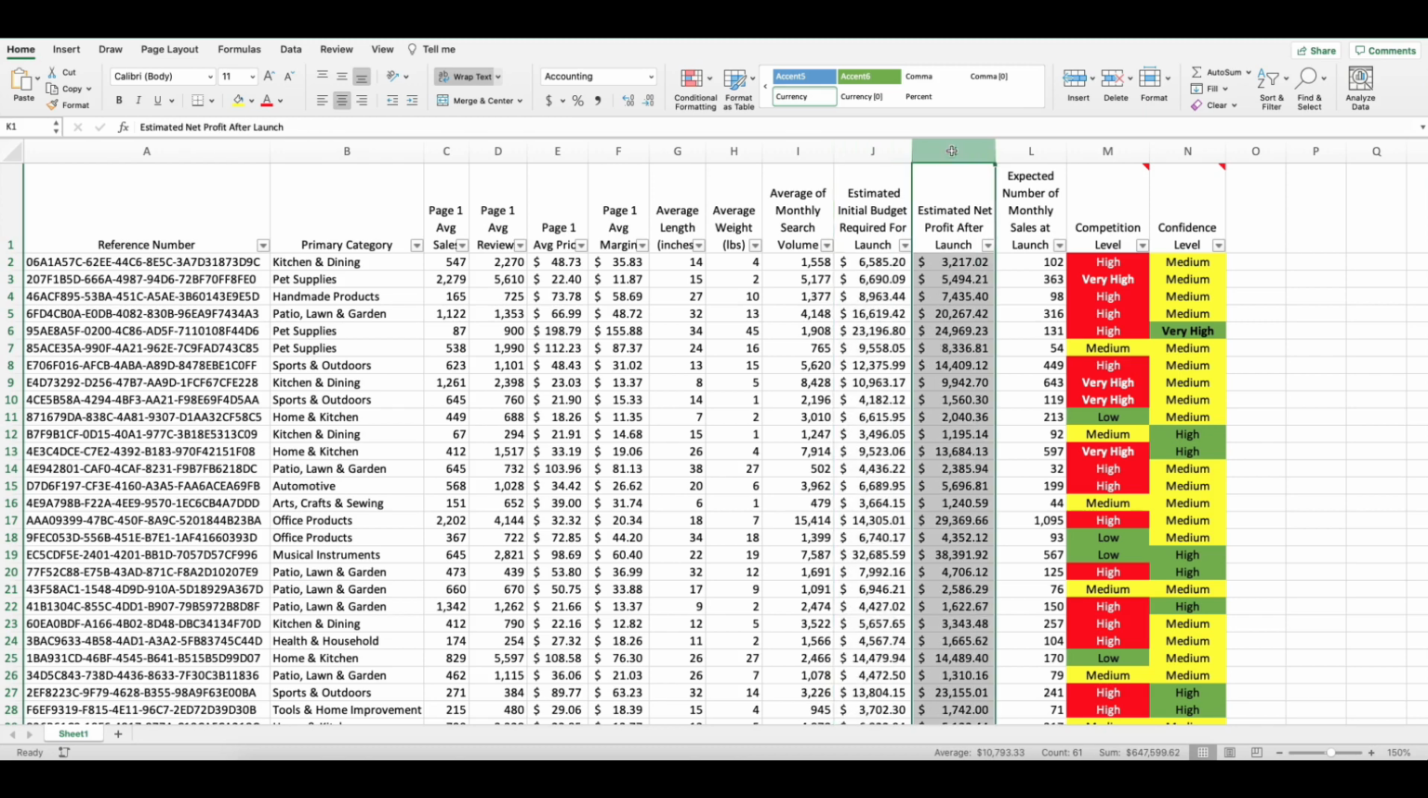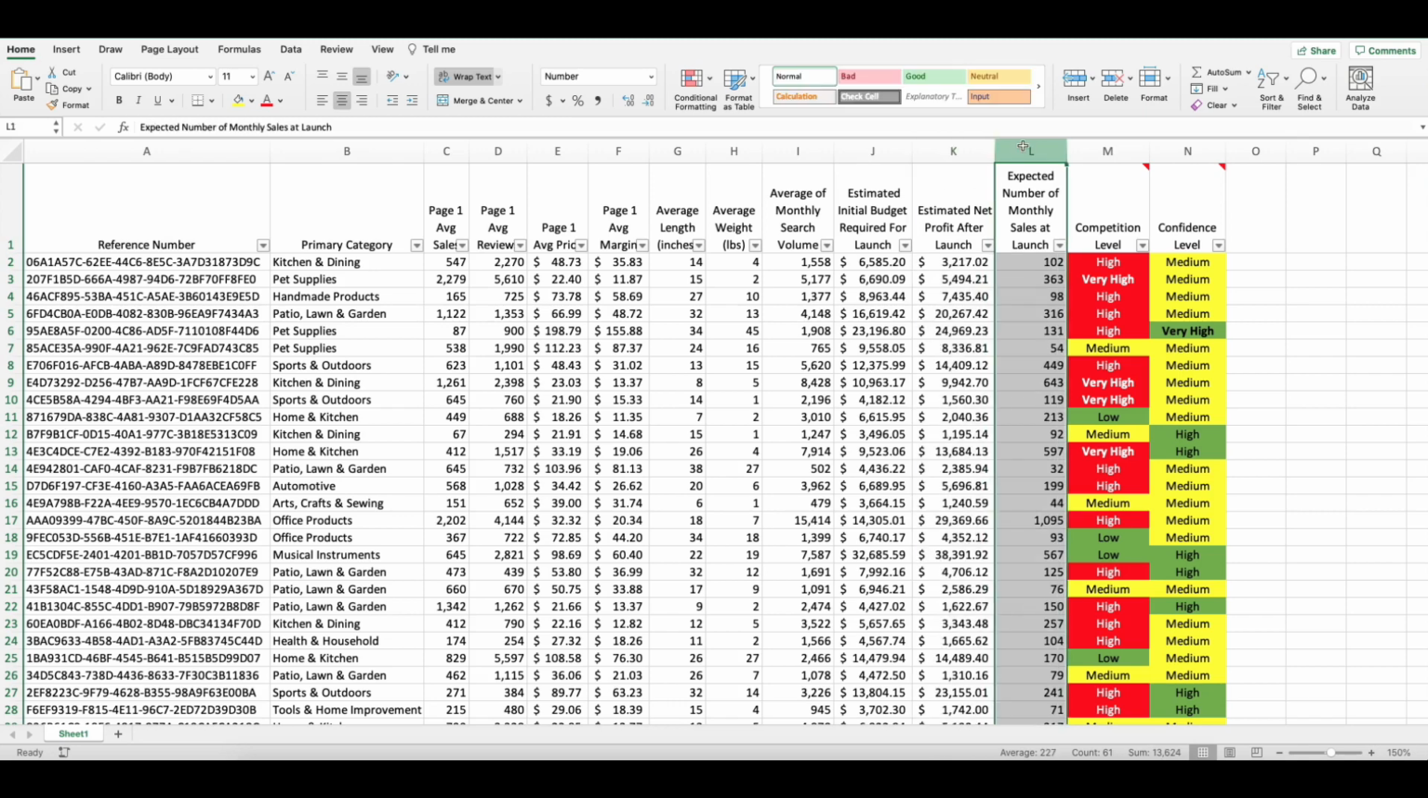Column K is the estimated net profit after launch. There's a launch phase, during the honeymoon period, where you're doing whatever you can to get sales and to get organic ranking. Once that's established, you're going to continue to try to grow that product and rank for additional keywords. But this is an estimate of what the profitability is longer term, on average, after you do that launch for that particular product.